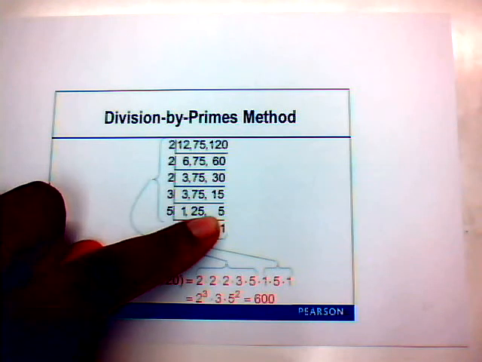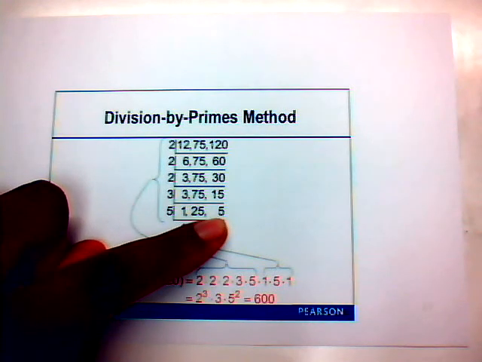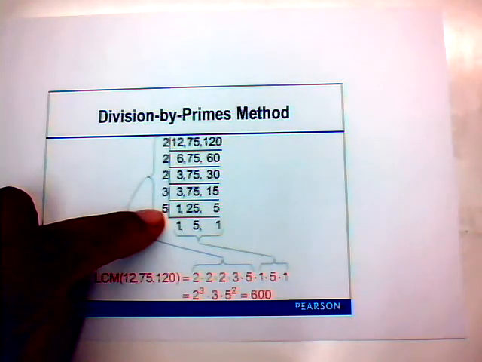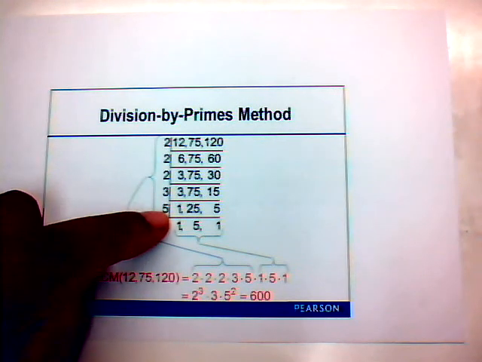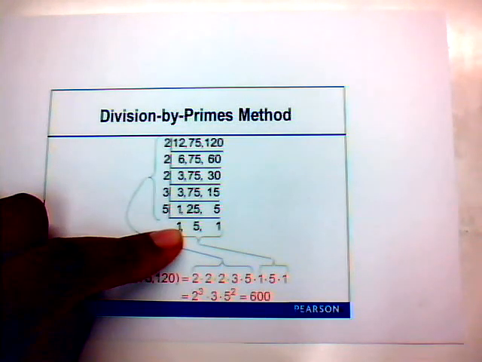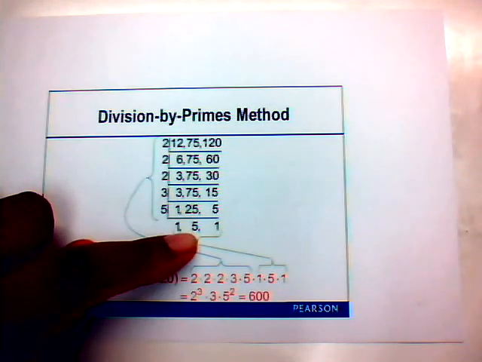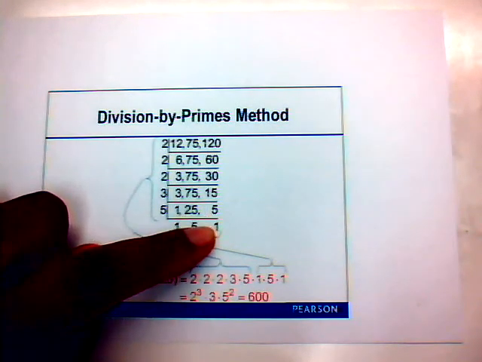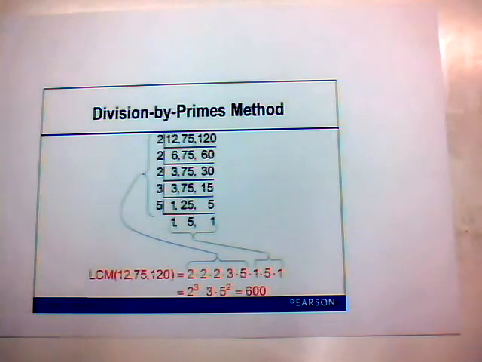Now let's deal with the 25 and the 5. Those are multiples of 5, so we can use 5 here. 5 cannot go into 1, so we bring that down. 5 goes into 25 5 times, 5 goes into 5 1 time. So here we got relatively prime factors here on the bottom row.